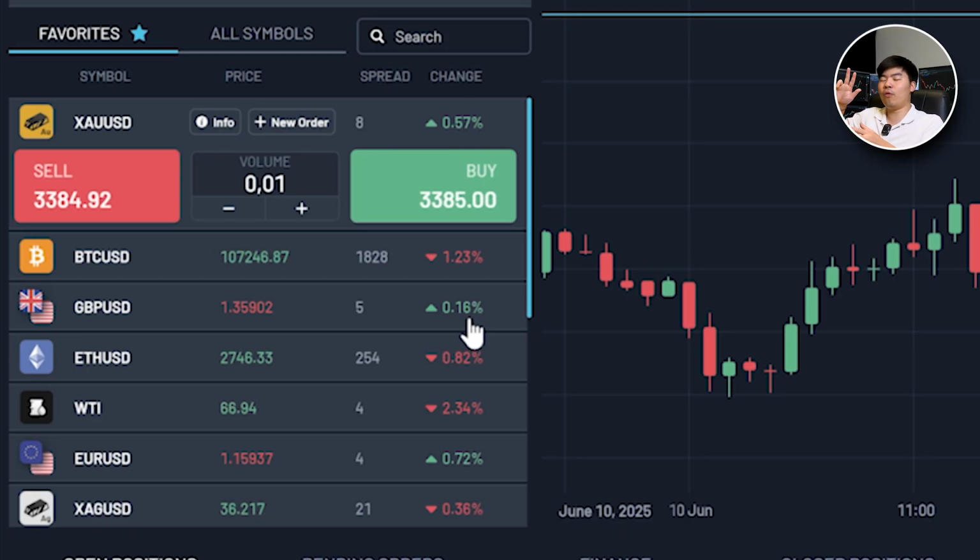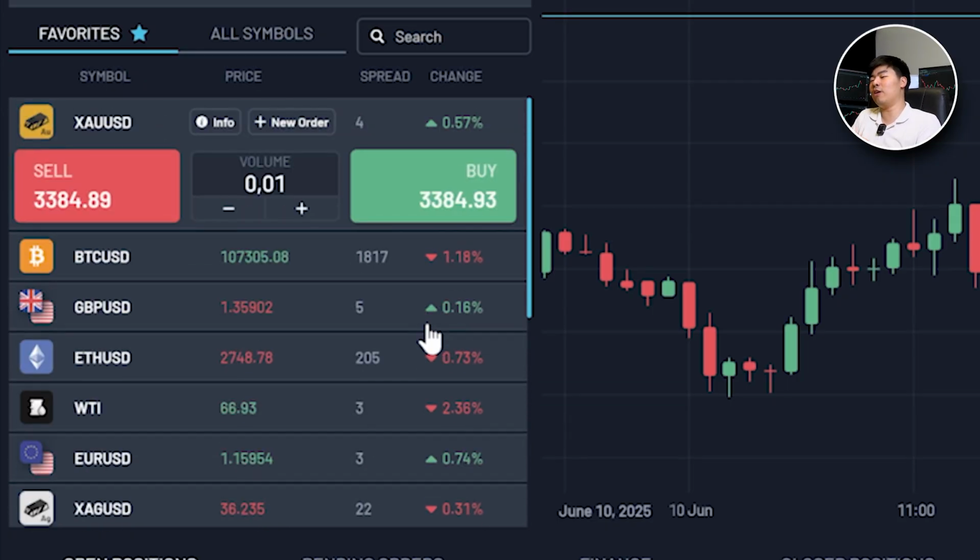They don't charge overnight fees if you're more of a swing trader with a long position size, or you hold your trade for more than one day. Fortunomarkets doesn't charge you for overnight trades. So it's a good thing. Cost-wise, one of the lowest in the world.